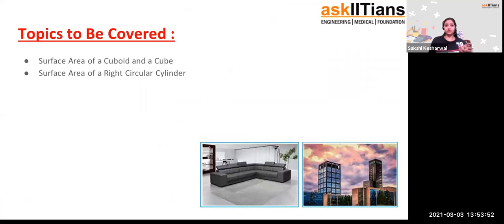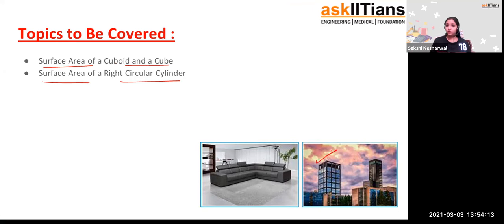So what are the topics that we'll be covering? These are topics we have already learned in class 8: the surface area of a cube and cuboid, and the surface area of a right circular cylinder. We have already done this, so we can be a little bit fast and jump to the questions. You can see the images over here, the building.